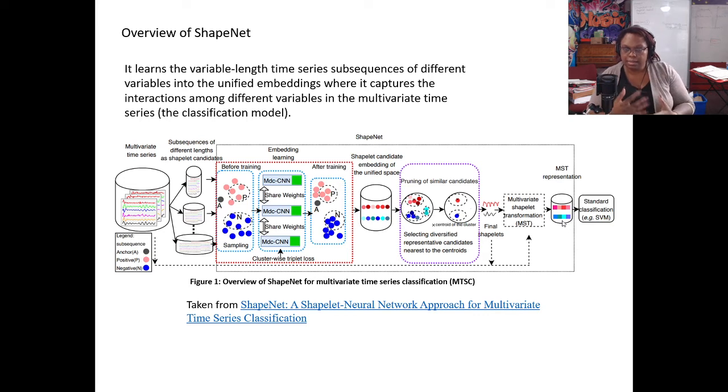And then the use of this is ShapeNet, and the output is that classification model, which they will use SVM to visualize the shapelets of different variables, separating the time series of different classes in the study.